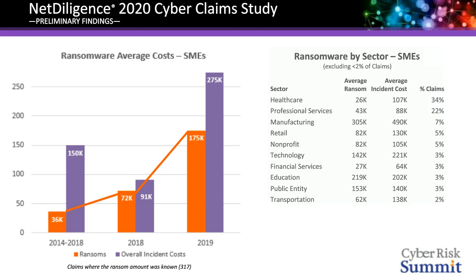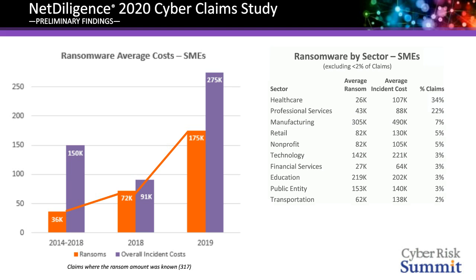We are tracking some of the sector costs on the right-hand side there. Some of the leaders, no surprises here. It's retail, professional services, healthcare, manufacturing leading the pack by a pretty large margin there, $490,000.